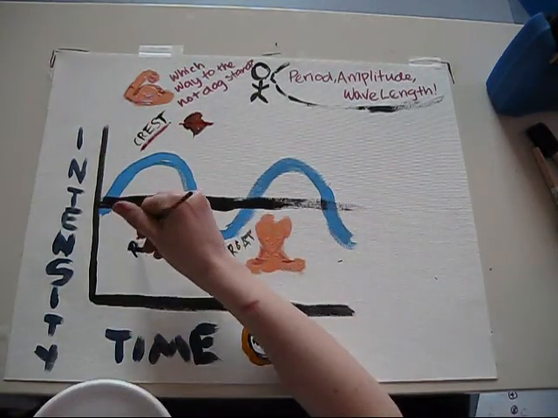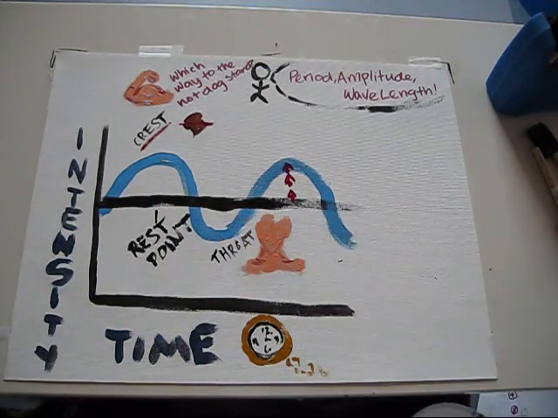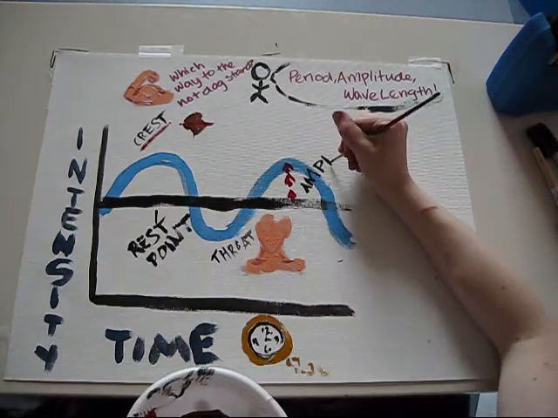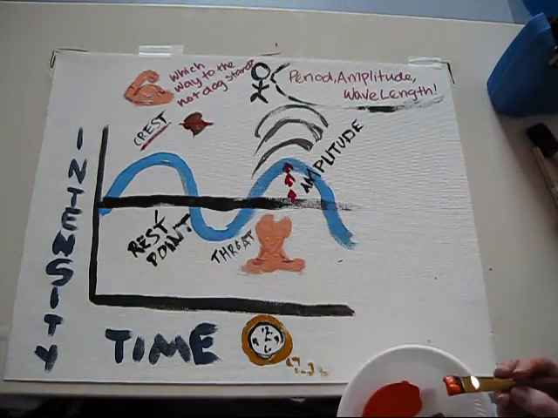This line simulates the rest point and is also known as zero. The distance between the rest point and the crest is known as the amplitude. The higher the amplitude, the louder the sound.